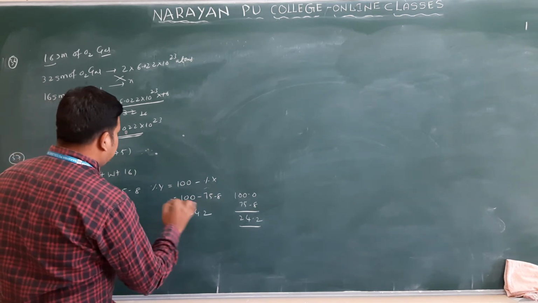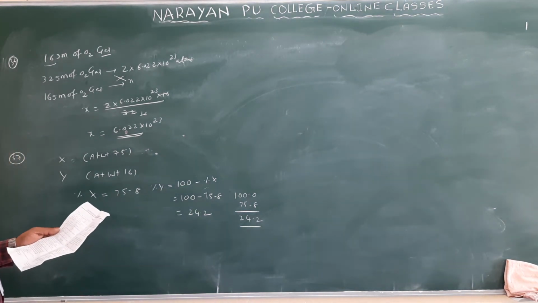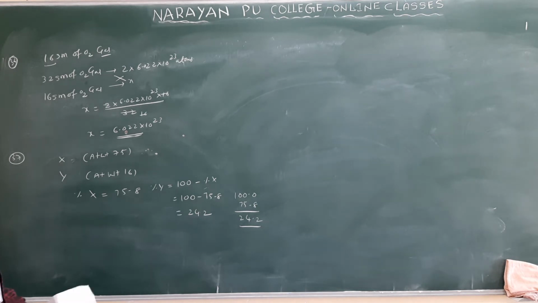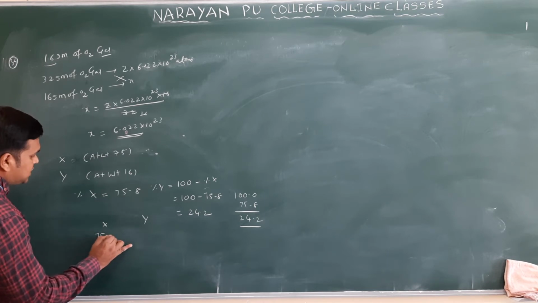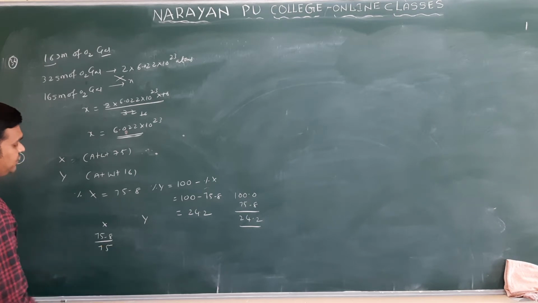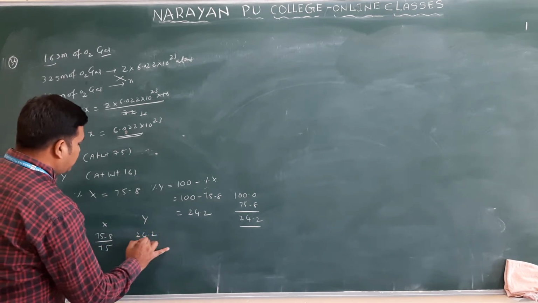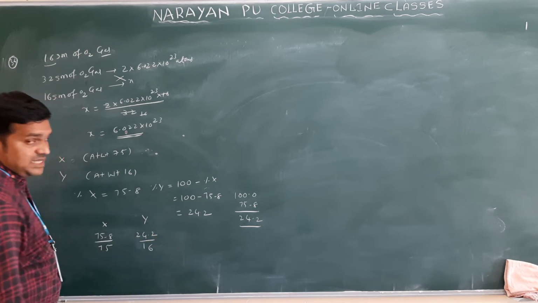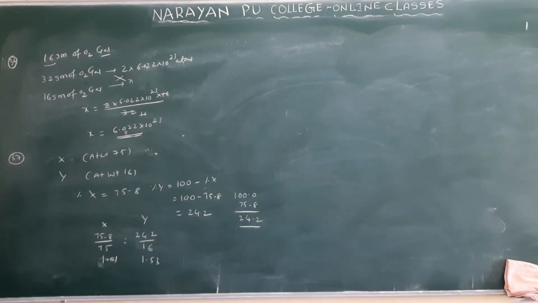So this is the percentage of Y only. What are they asking here? They are asking what is the formula of the compound. Just apply the empirical formula concept here. So here X is there, here Y is there. X percentage is 75.8 by its atomic mass, and Y percentage we have 24.2 by 16. You will get this percentage only. Then you can do the simplification, you will get the answer for this question.